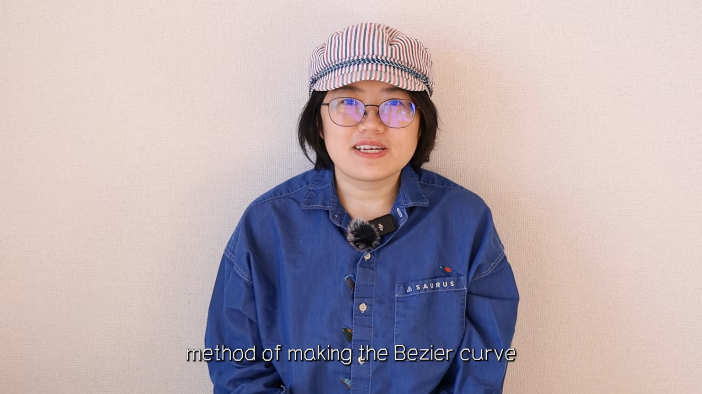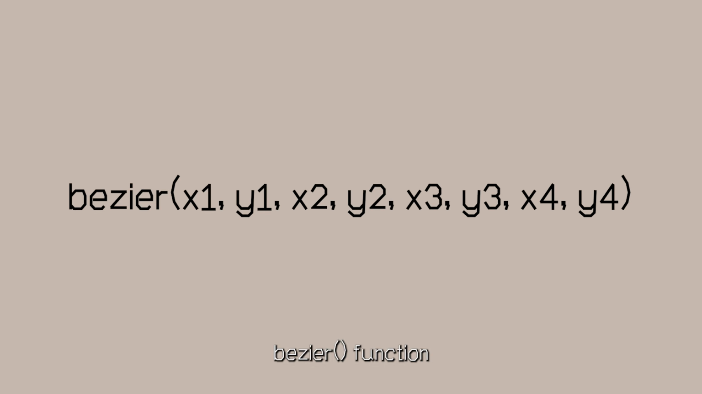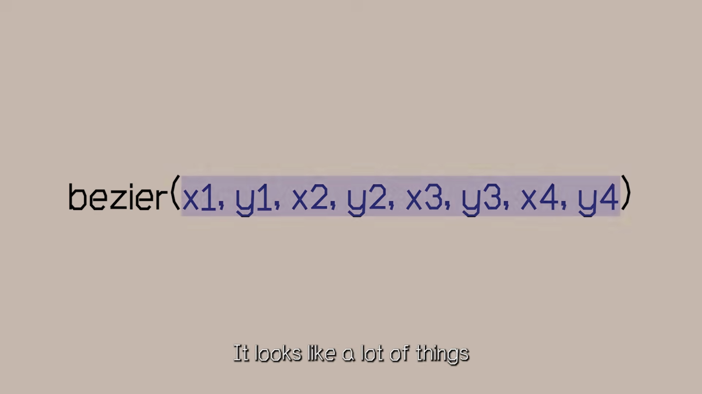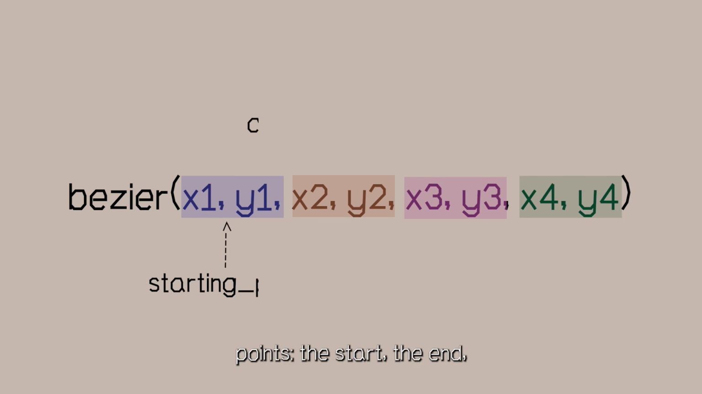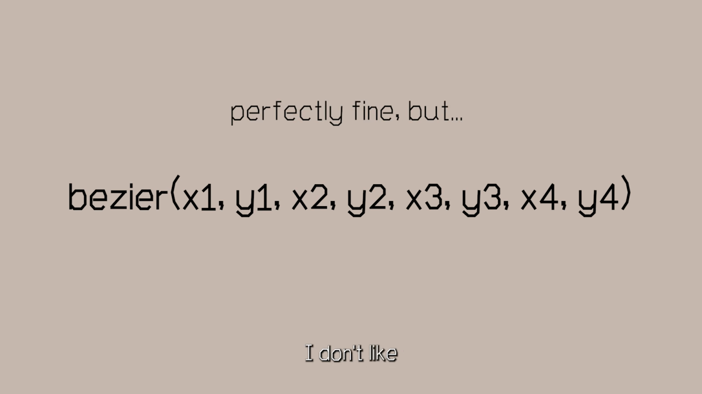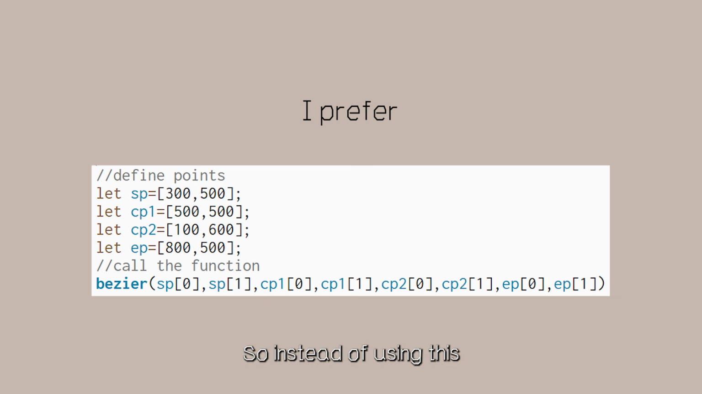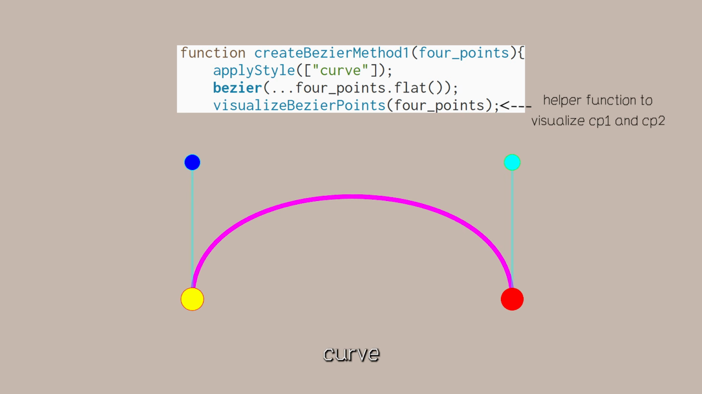The first method of making the Bezier curve is by using the bezier function. The bezier function takes 8 parameters. It looks like a lot of things to think about, but if you look closer, it is essentially asking you for 4 control points: the start, the end, and then the 2 middle control points. Normally, when I define a point, I don't like to separate the point into x and y values. So instead of using this default setup, I'm going to define my Bezier curve like this. Now you have a Bezier curve.